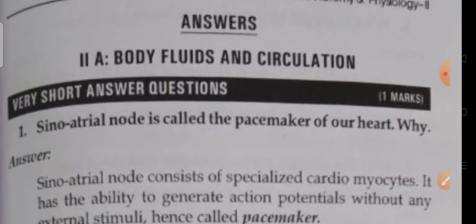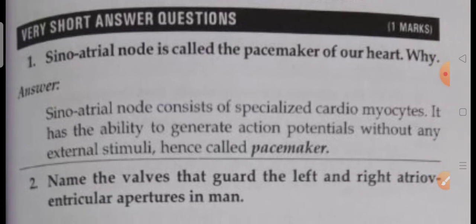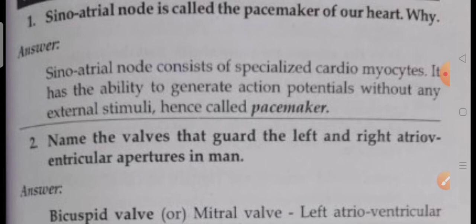These are the very short answer questions. Why is the SA node, the sinoatrial node, called the pacemaker of our heart? The sinoatrial node consists of specialized cardiac myocytes, specialized cardiomyocytes. It has the ability to generate action potentials without any external stimuli. That is the reason we call it the pacemaker. Why? Because it has the ability to generate action potentials without having any external stimuli.